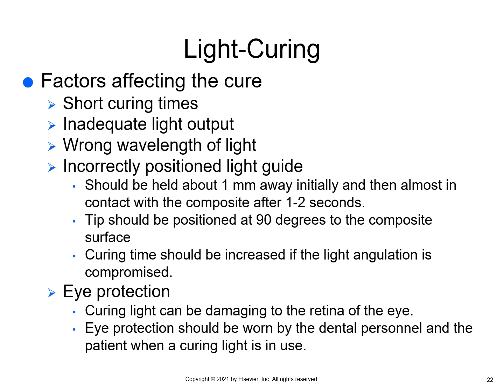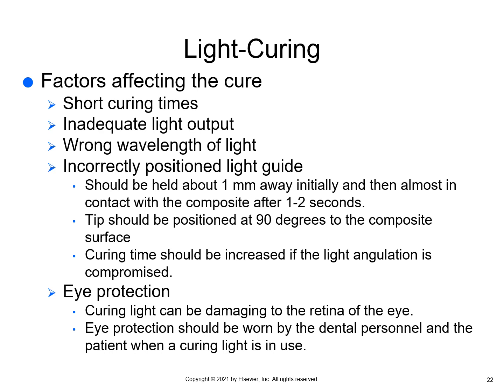If we've incorrectly positioned our light, that light should be held about 1 millimeter away initially, and then almost in contact with the composite after 1 to 2 seconds. The tip should be positioned at a 90-degree angle to the composite surface, and the curing time should be increased if the light angulation is compromised in any way. So if you're unable to attain that 90-degree right over the composite, then you might want to go ahead and cure just a little bit longer.